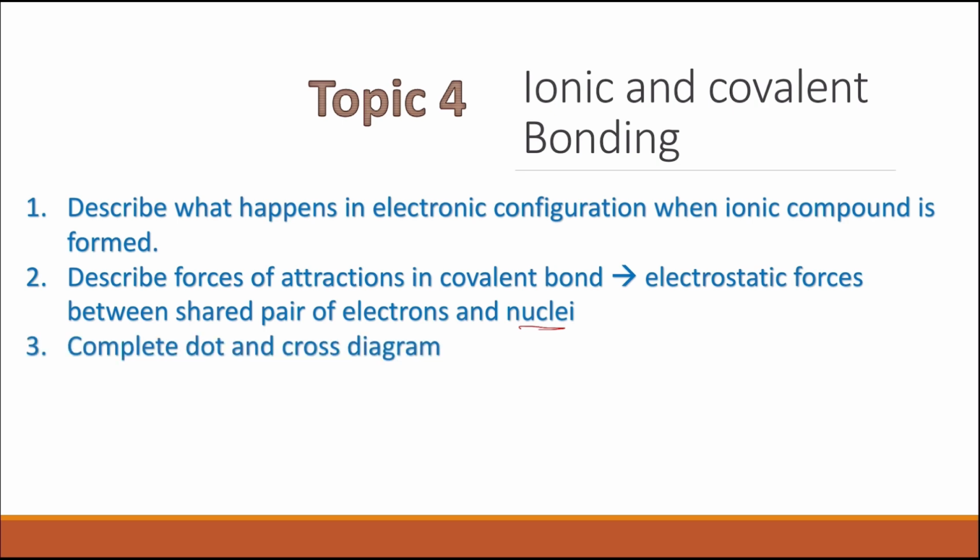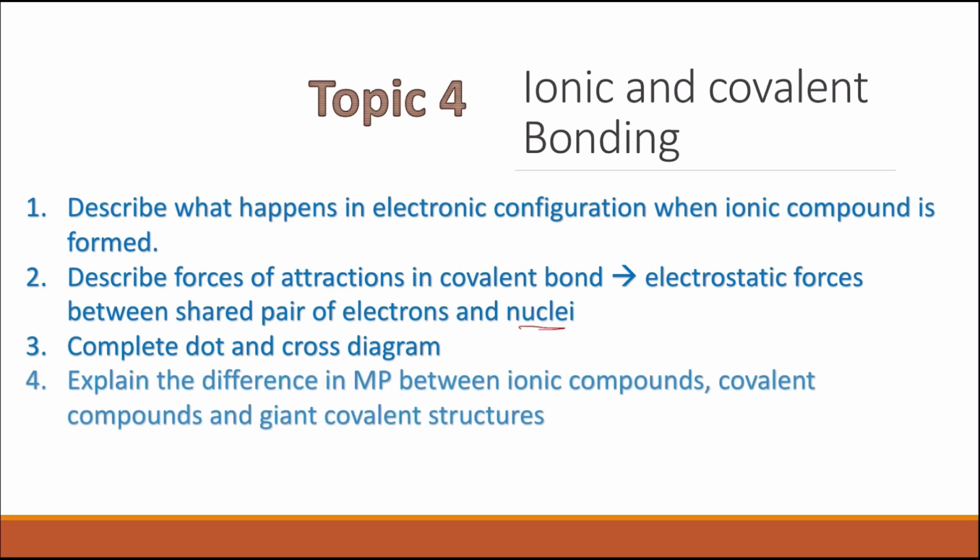They like to ask to complete a dot and cross diagram, mainly for a covalent compound. So most of the time they give you the structure itself and they just ask you to complete the dot and cross diagram. Just make sure that you have the correct number of shared electrons.